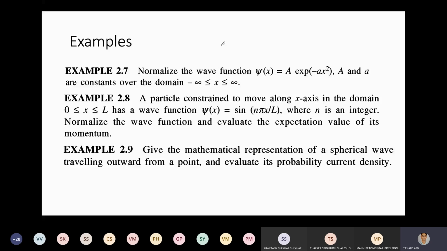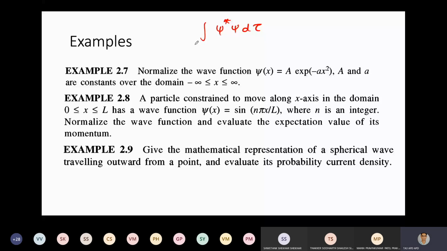If we see the first example, the question is to normalize the wave function, where capital A and small a are constants, over the domain minus infinity to plus infinity. It is a very simple question. It says normalize the wave function. So what is the normalization integral? It is the integral from minus infinity to infinity of psi star psi d tau, equal to 1.